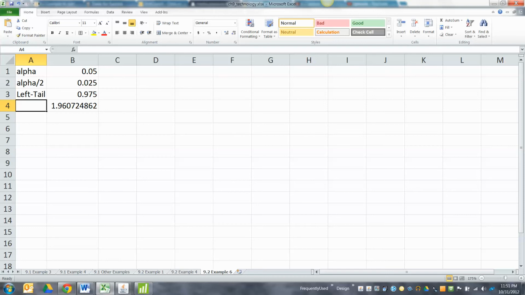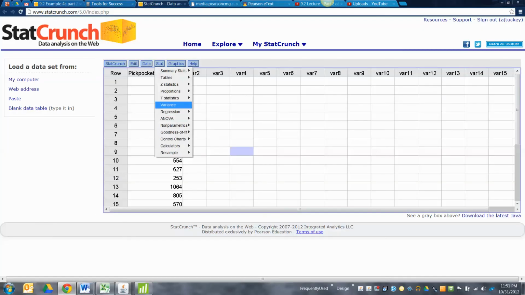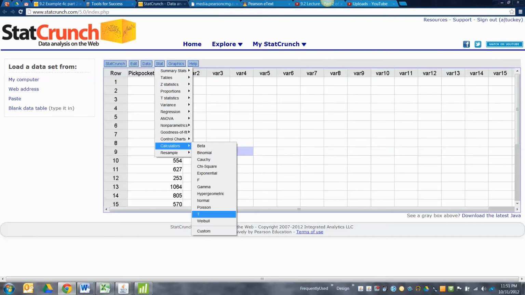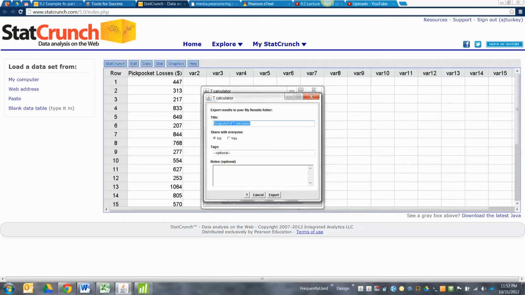Okay. Now StatCrunch actually is probably easier. So let me go to StatCrunch, and you go to Stat, Calculators, T. You tell it you want 3119 as its degrees of freedom. And then you tell it you want 0.025 over here, and you want it right-tailed. Compute. There we go. Compute. See it? 1.9607.